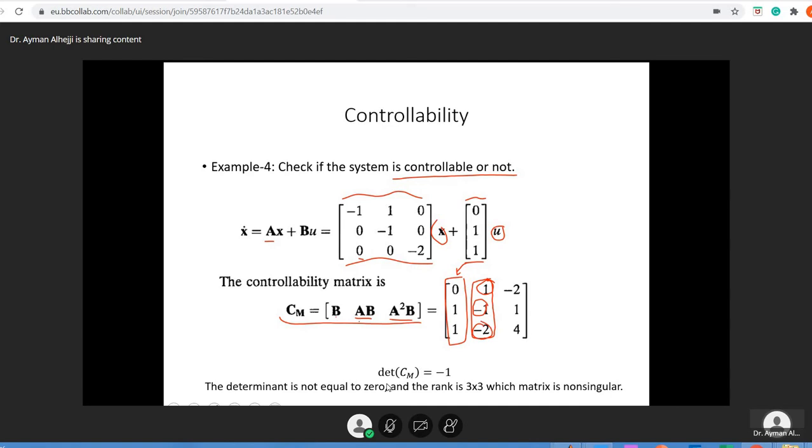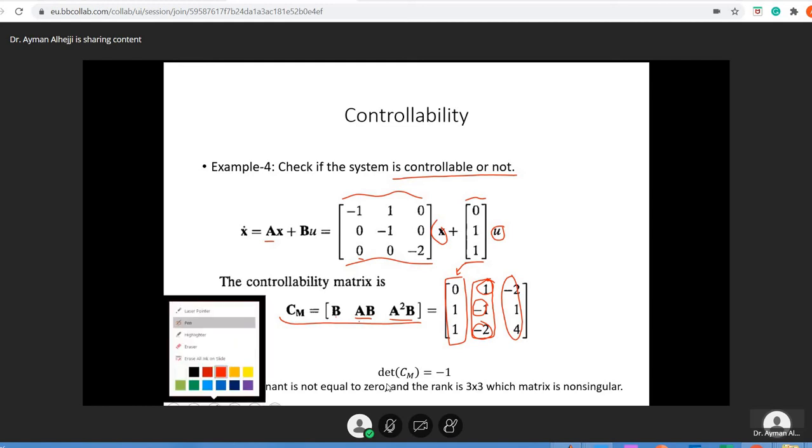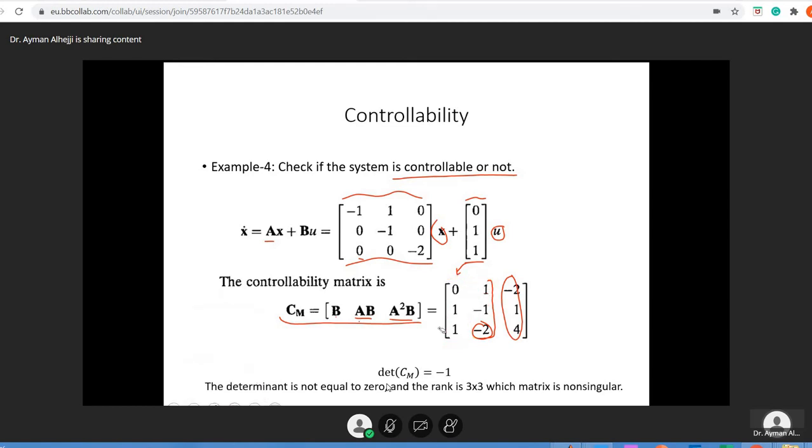Now, make the square matrix, multiply A times A and B, and you will get this column. Now, let us check the rank of the matrix. But checking the rank of the matrix cannot be done before calculating the determinant of the matrix. We need to check the determinant. If the determinant of the matrix equals 0, that means the system is uncontrollable.